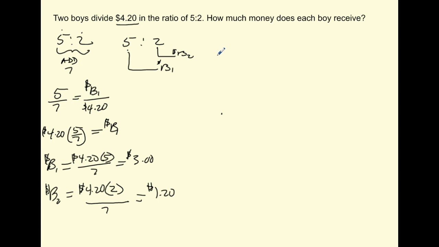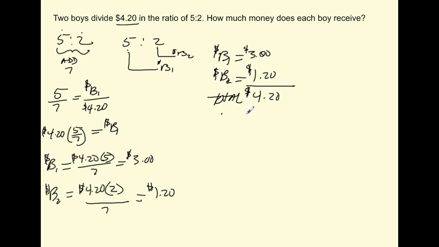So therefore, boy 1 receives $3. Boy 2 receives $1.20 for a total of $4.20. Isn't that neat? You find this on examinations. Like if you go take a test for a job, employment test, you find these ratios on those tests. Because people want to know if you know how to use a ratio, okay?